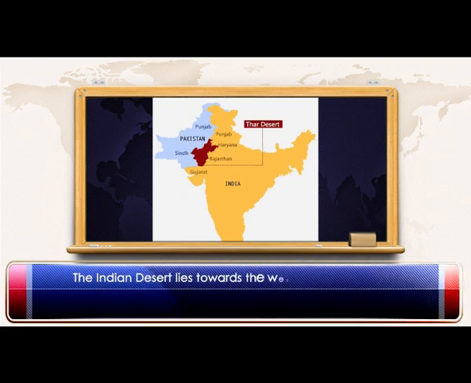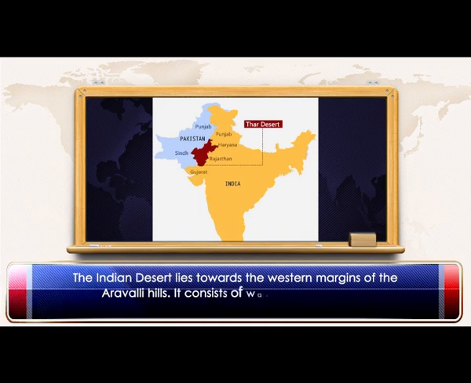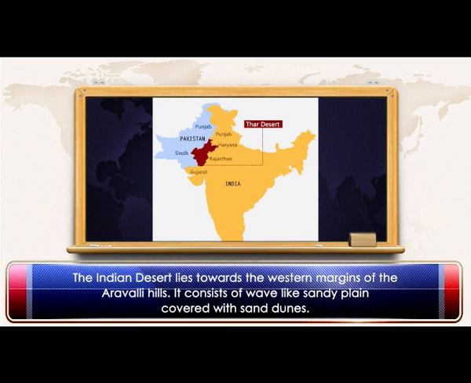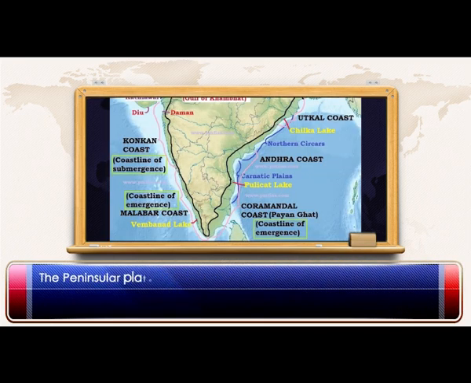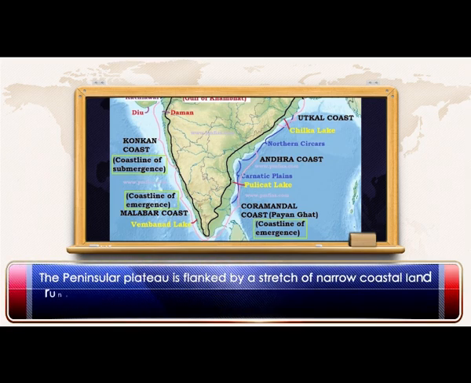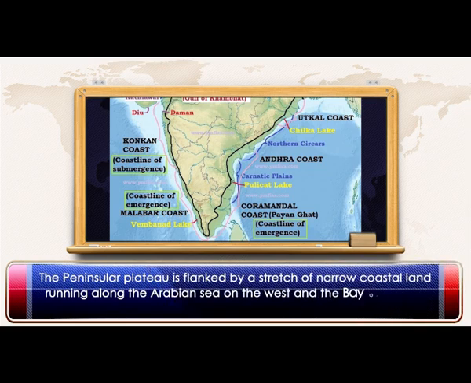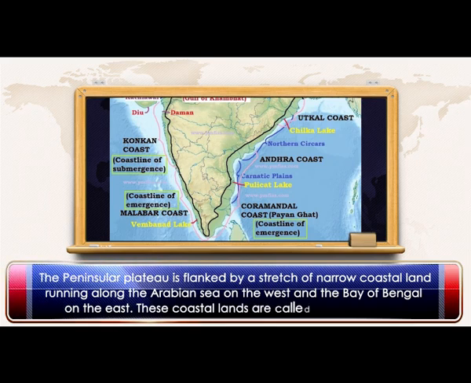The Indian desert lies towards the western margins of the Aravalli Hills. It consists of wave-like sandy plain covered with sand dunes. The peninsular plateau is flanked by a stretch of narrow coastal land running along the Arabian Sea on the west and the Bay of Bengal on the east. These coastal lands are called coastal plains.